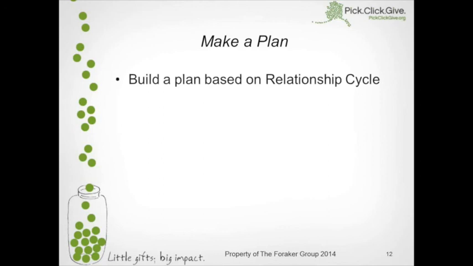And so first, we really need to build this plan based on the relationship cycle. It is better to have 5 donors that you really focus on and bring completely around that relationship cycle, than to have 300 donors that you just receive their money from through Pick.Click.Give. It's really important to think about that, and about honoring the donation that you're receiving through Pick.Click.Give.